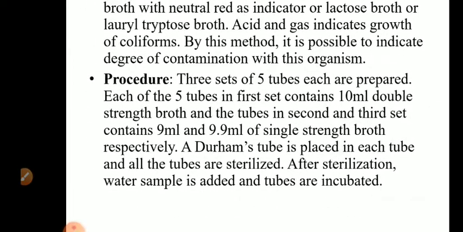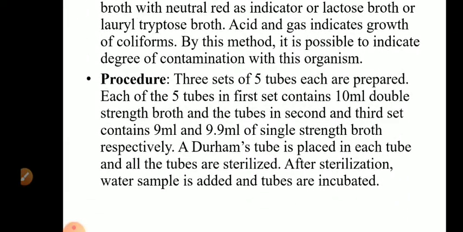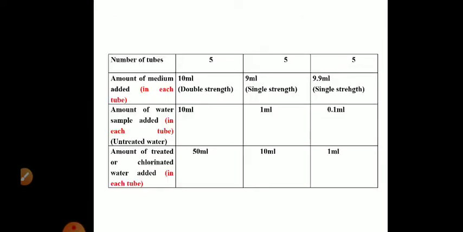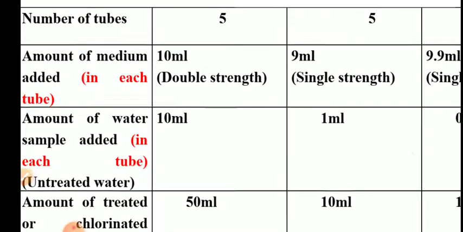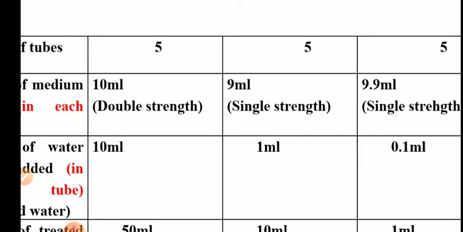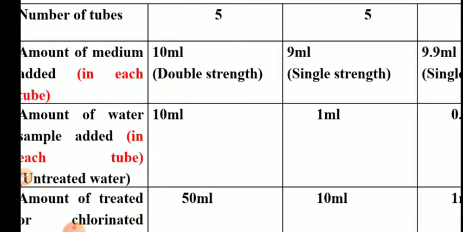Right? Now you all know the procedure by now. There are 5 tubes in each set. Okay? 3 sets are prepared. The first set of 5 tubes contain double strength lactose broth. The second set of 5 tubes contains single strength. Each tube contains 9 ml single strength lactose broth. And in the third set of 5 tubes, in each tube we add 9.9 ml of single strength broth. It may be lactose broth, it may be lauryl tryptose broth, or it may be McConkey's broth.